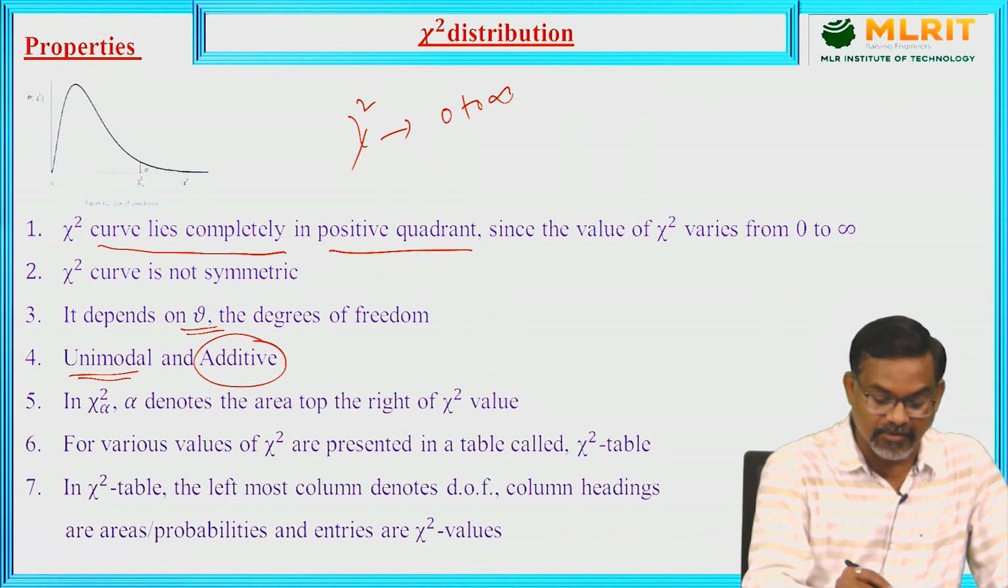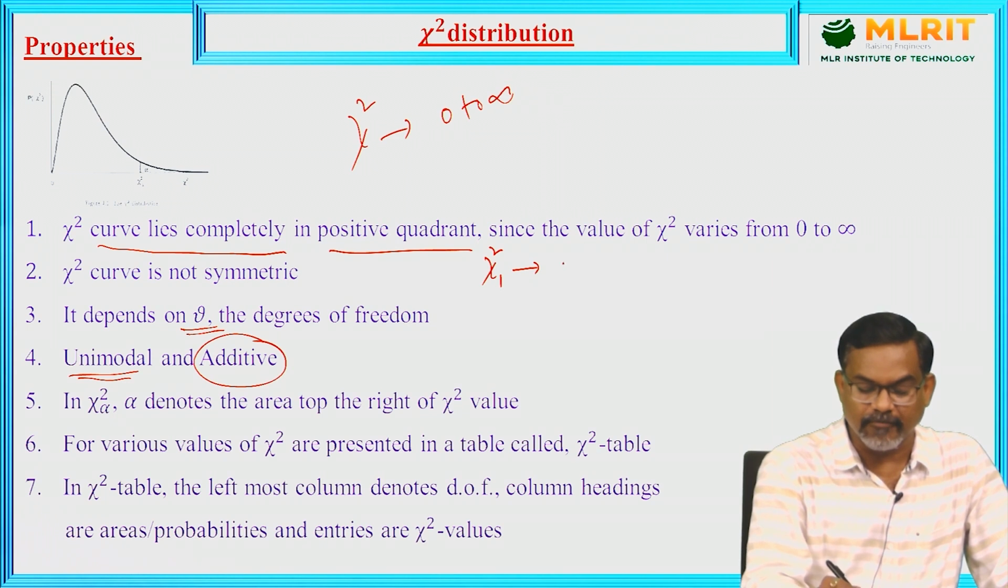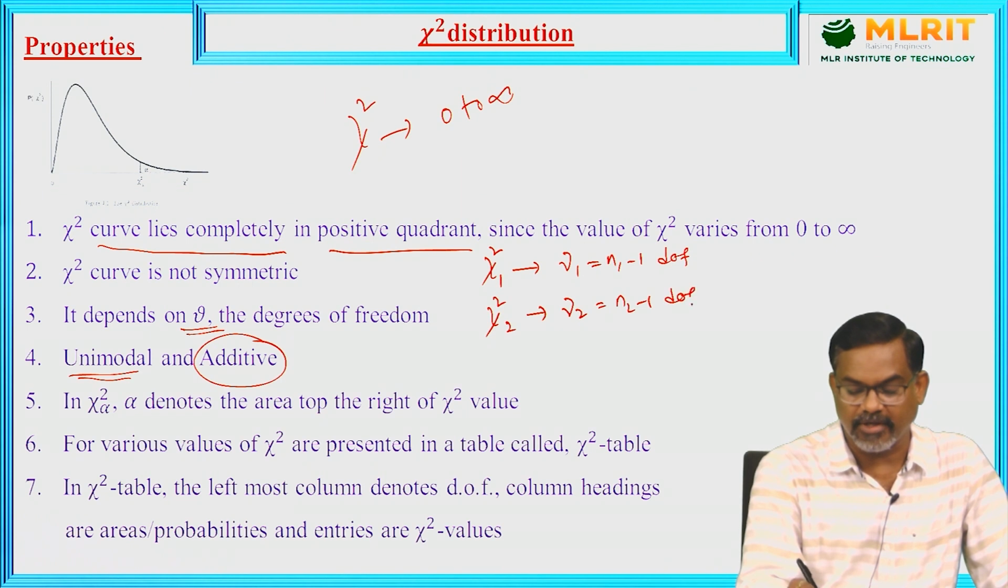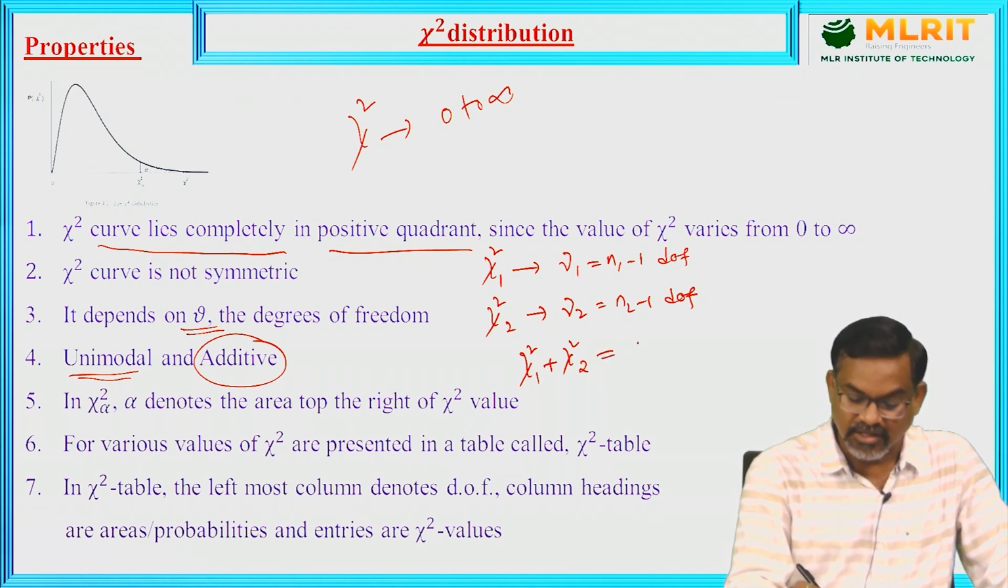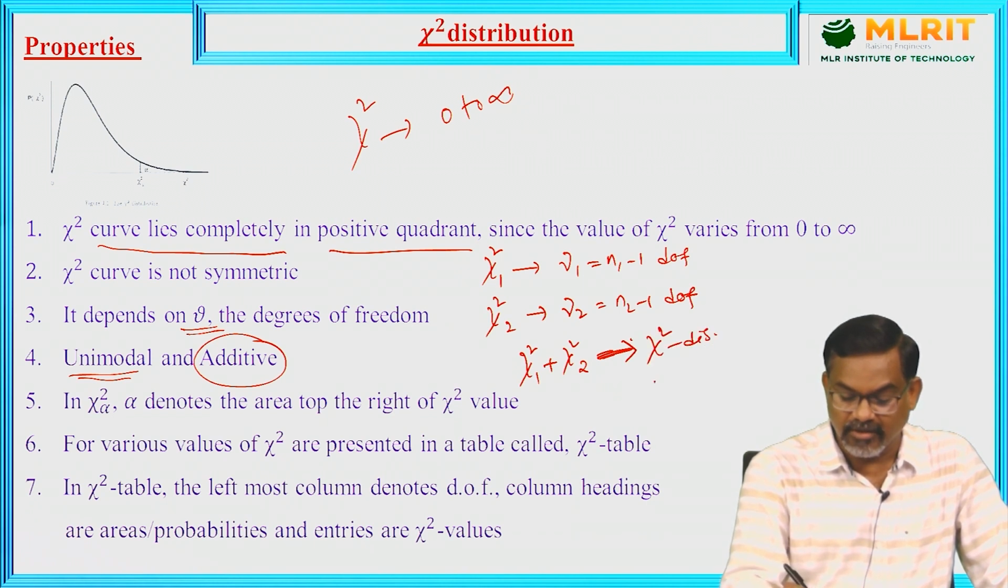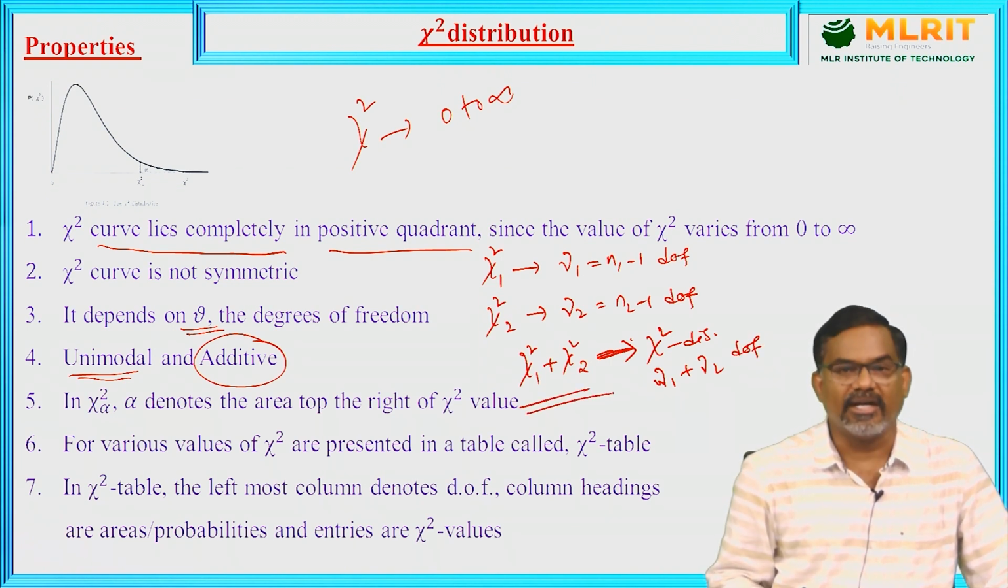That means, for example, let us consider chi-square 1 that follows the chi-square distribution with nu 1 equal to n1 minus 1 degrees of freedom, and chi-square 2 that follows the chi-square distribution with nu 2 equal to n2 minus 1 degrees of freedom. Now, chi-square 1 plus chi-square 2 follows the chi-square distribution with nu 1 plus nu 2 degrees of freedom. This property is called the additive property. So, chi-square satisfies the additive property.